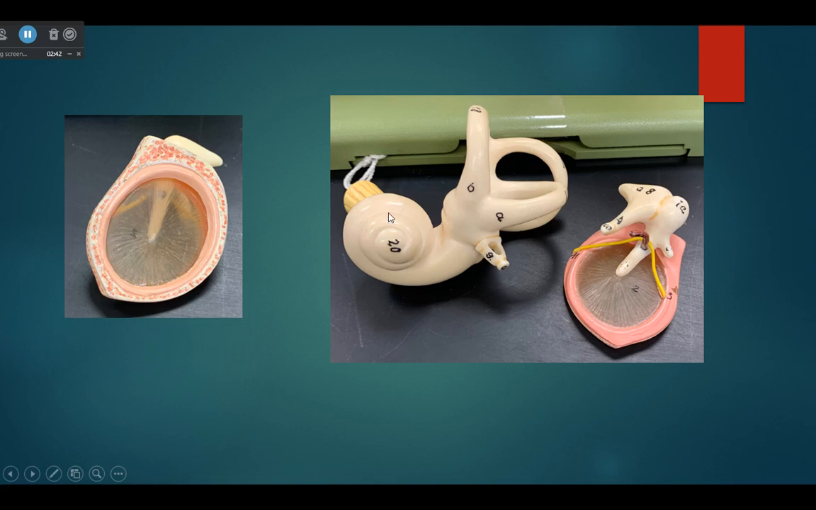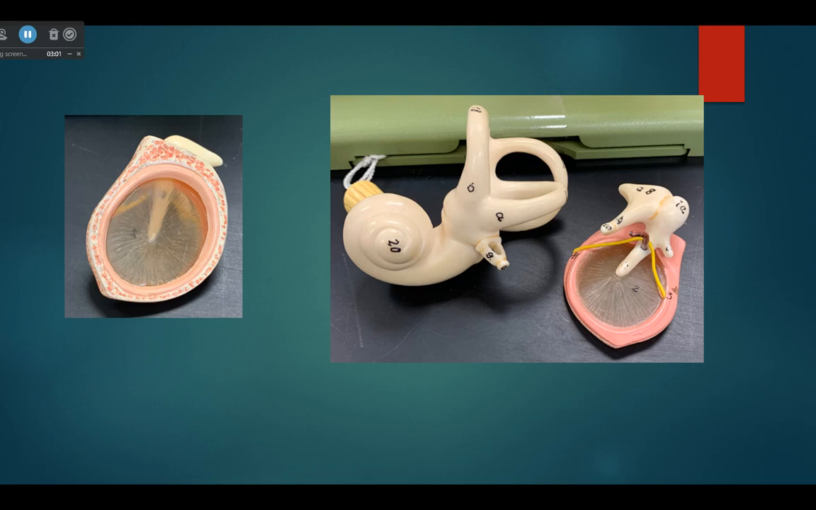So we have the cochlea. This is where we're going to have hearing. We have the vestibule. This is where we're going to have the organs of static equilibrium, and you will have the utricle and the saccule within it. And then we have the semicircular canals. That is where we're going to have the organs of dynamic equilibrium.